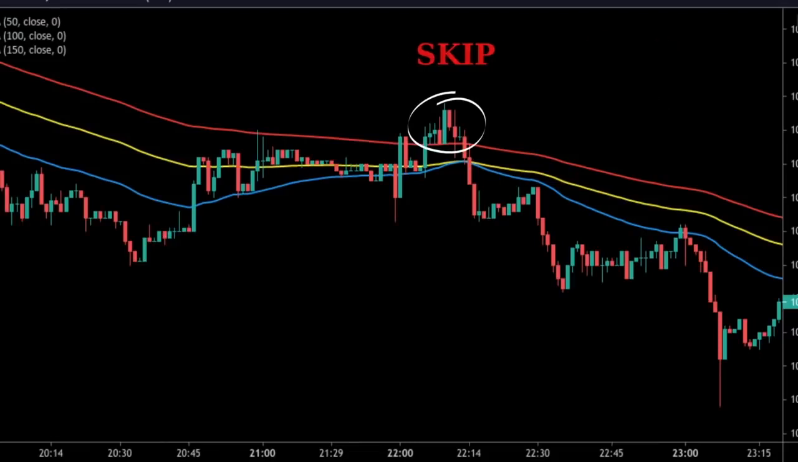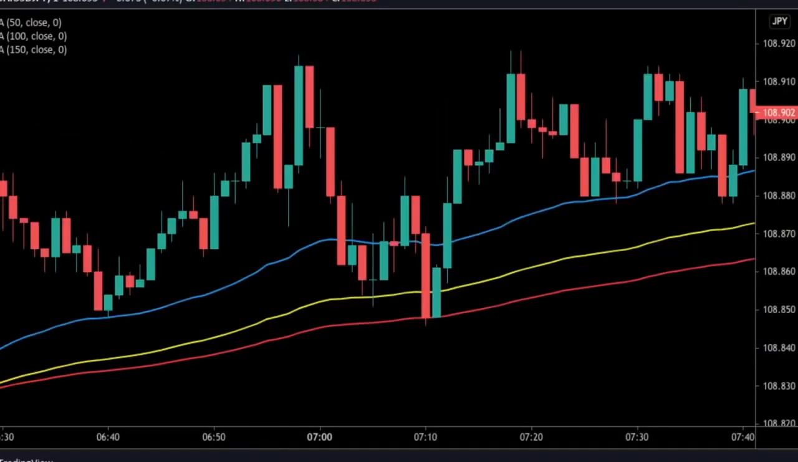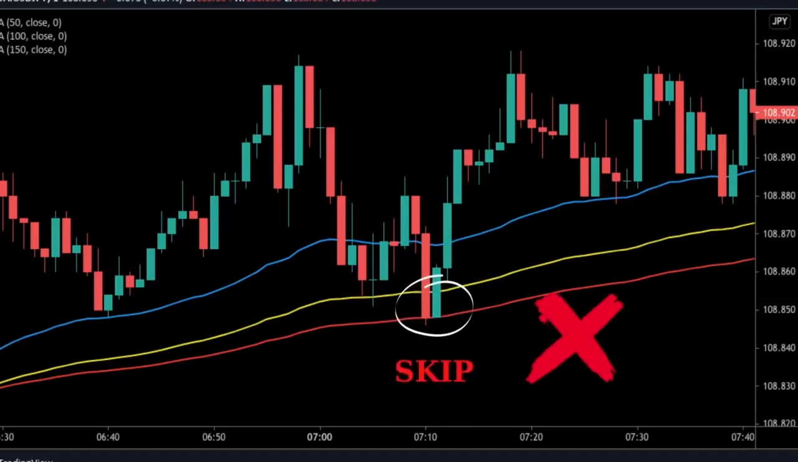The same rule applies to long setups also. Price can test the 150 EMA, but you should forget about opening a position as soon as the price moves below the average. Even if there is a great chance that the 150 moving average will act as a support, it is not worth the risk. So, skip any entry signal that touches the 150 EMA.